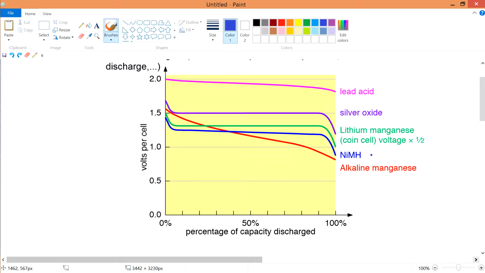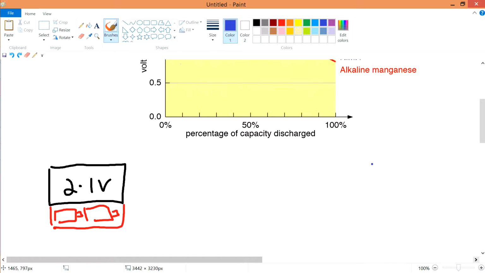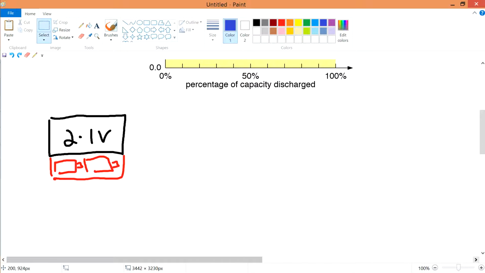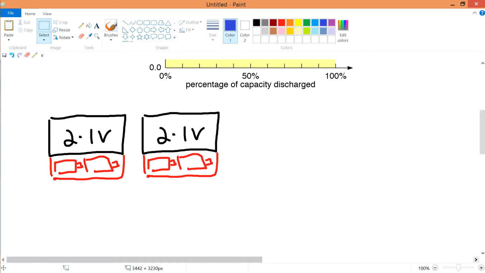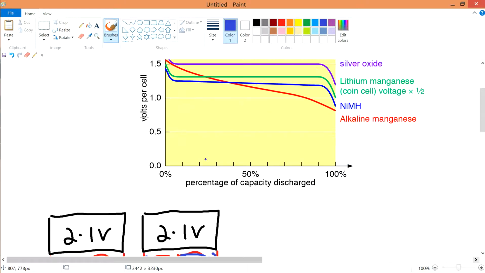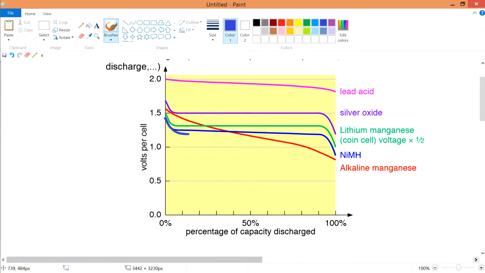You see? So if, instead of the alkaline manganese, I want to use something else, I use my nickel metal hydride, the blue color one. So I choose the blue color one, I draw the blue color one. So now I'm using this type of battery.